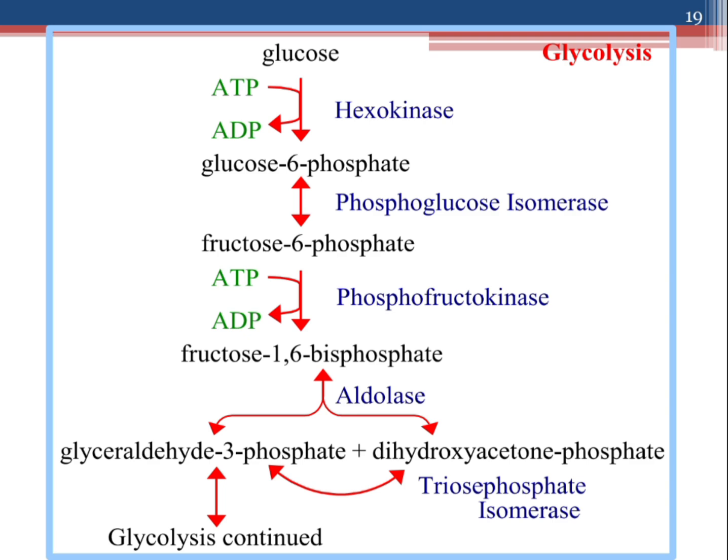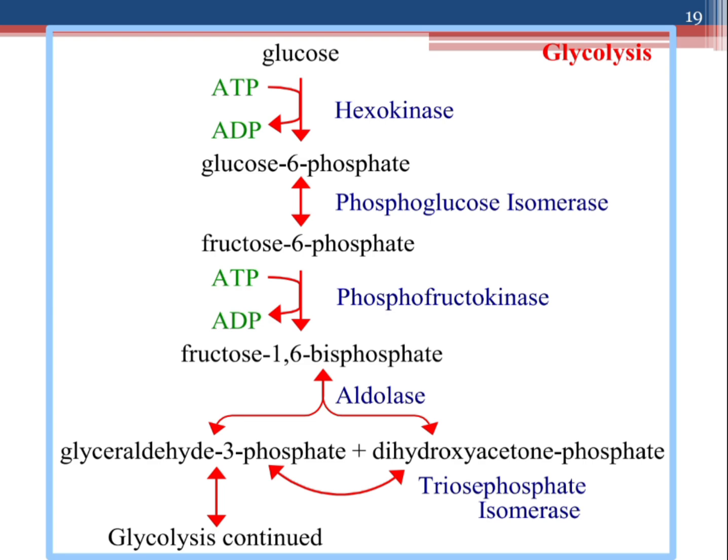Now, the reason why we activate the glucose molecule is that we want to prevent it from moving out of the cytoplasm. That is the first reason. And then we also want to make it more able to bind with enzymes in the cytoplasm. We don't want it to move out of the cytoplasm, and we want it to be more acceptable to the enzymes which are found in the cytoplasm. So we have formed glucose 6-phosphate.